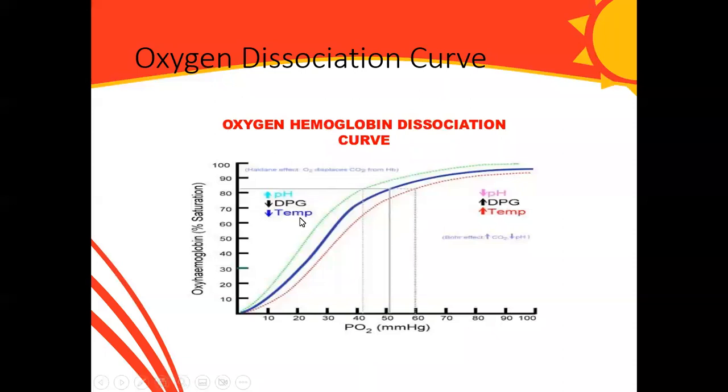Now, if you look at this curve, we can have a leftward shift and a rightward shift. The rightward shift means that there's reduced affinity of hemoglobin for oxygen, which makes offloading of oxygen to the tissues occur more. The leftward shift is when there is increased affinity of hemoglobin for oxygen. That means oxygen binds more tightly to hemoglobin, and there's less offloading of oxygen to the tissues.